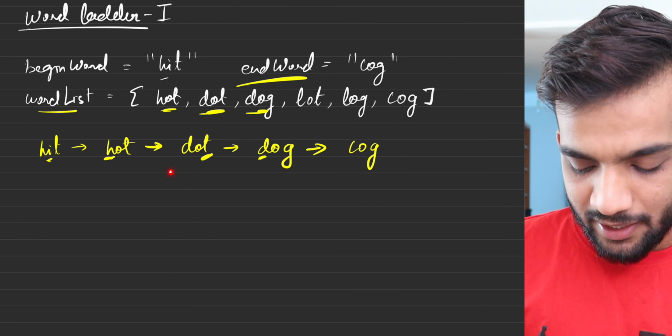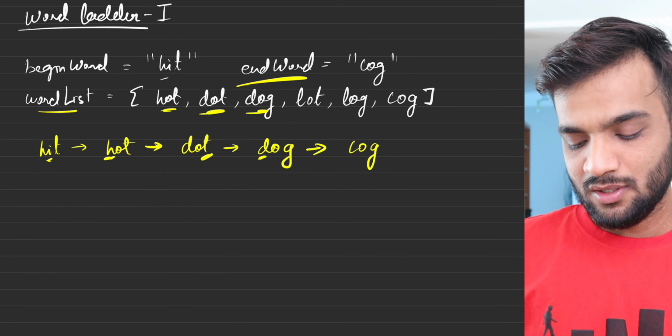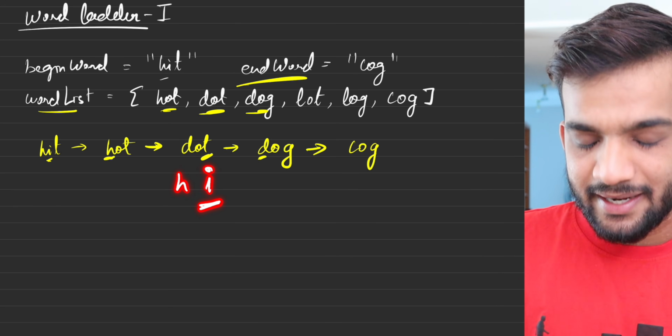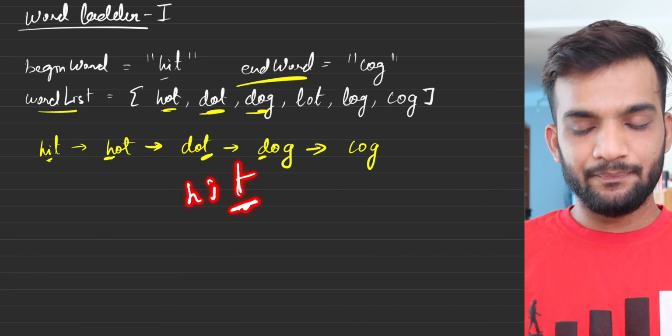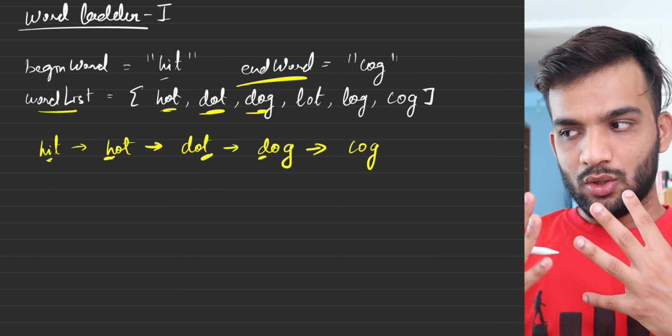You can be like, I can change the first H, I can change the second I, I can change the third T. Make sense? Now, let's go deep.